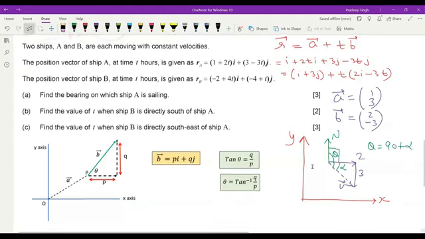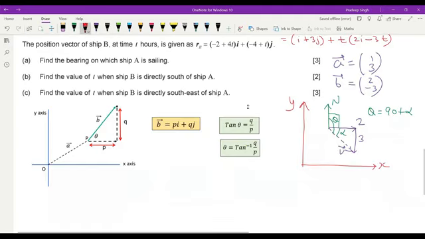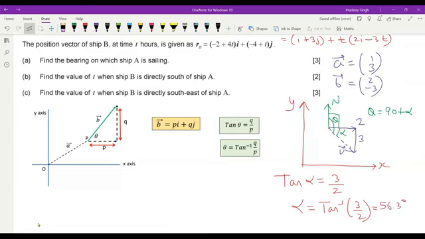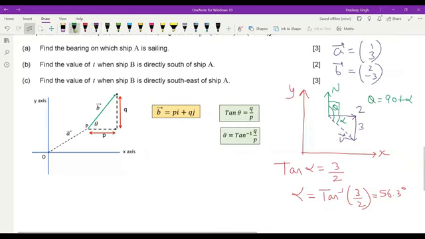And how do we find alpha? We use the same trick of tan. In this right angle triangle, tan alpha will be opposite upon adjacent, so 3 upon 2. On simplifying this, alpha will come out as tan inverse of 3 by 2, which we will get as 56.3 degrees. Now the theta angle is 90 plus alpha, so let's write down the final answer. Bearing will be 90 plus the angle which we have found, 90 plus 56.3, which is equal to 146.3 degrees. And that is the answer for part A.